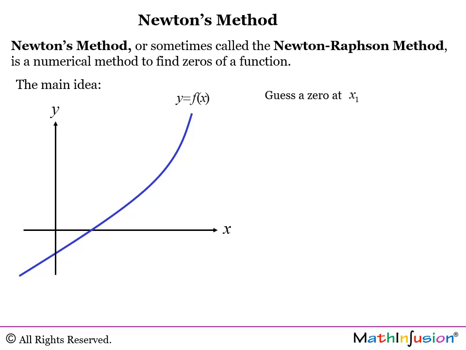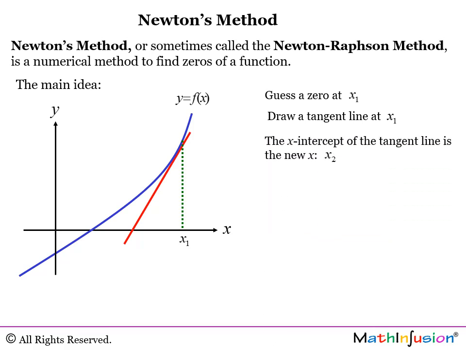First, we are going to guess a zero at the point x sub 1. Assume that we are guessing that this is a zero of the function. We are going now to draw a tangent line to the graph of the function at x sub 1. This line is intersecting the x-axis. The x-intercept of the tangent line is now going to be the new x. We are calling it x sub 2.